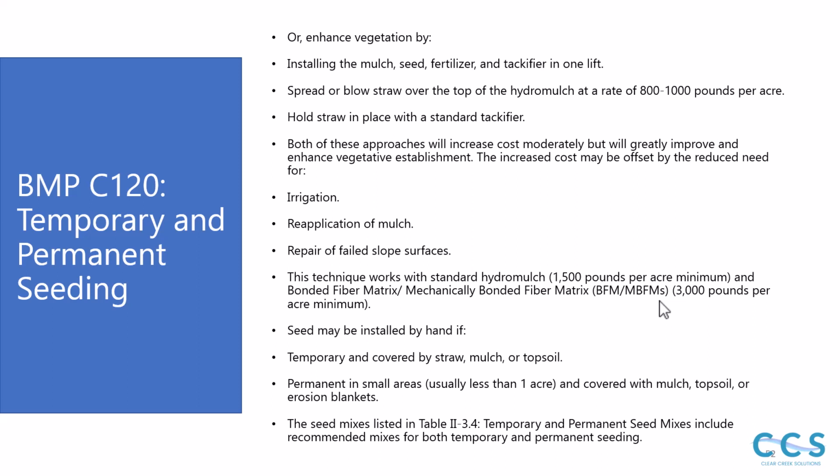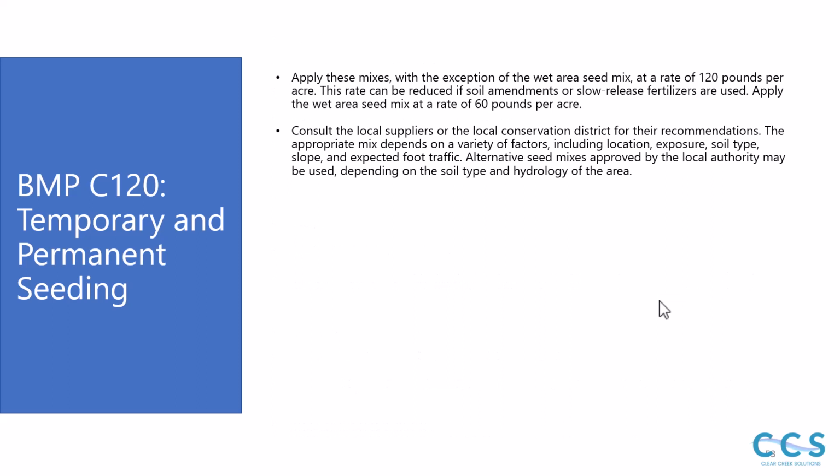Seed may be installed by hand if temporary and covered by straw, mulch, or topsoil. Seed may also be installed by hand if permanent in small areas, usually less than 1 acre, and covered with mulch, topsoil, or erosion blankets. The seed mixes listed in Table 2-34, temporary and permanent seed mixes, include recommended mixes for both temporary and permanent seeding. Apply these mixes, with the exception of the wet area seed mix, at a rate of 120 pounds per acre, and then consult the local suppliers or the local conservation district for their recommendations. The appropriate mix depends on a variety of factors, including location, exposure, soil type, slope, and expected foot traffic.